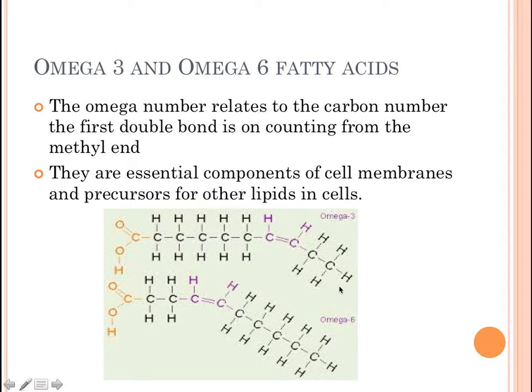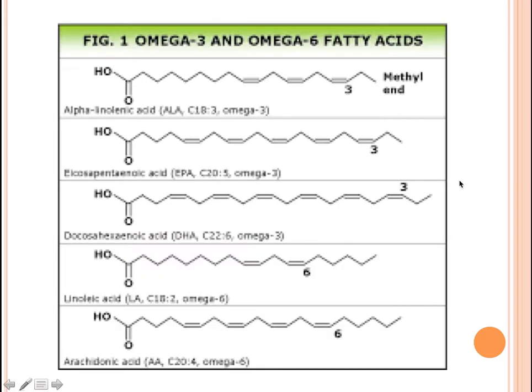They're really important because they're used to make things that are in your cell membranes. And your cell membranes are essential to determine what goes in and out of your cells. Okay? They're also used as precursors for other lipids, which means we make stuff from them. Okay, so there are a few different ones. As you can see, some of them have got multiple double bonds, okay, but we count from this end until we get to the first of those. So these are all omega-3s. These two here are omega-6s.